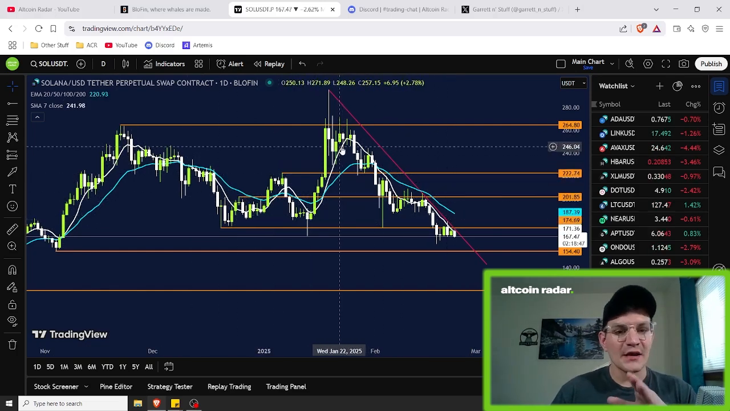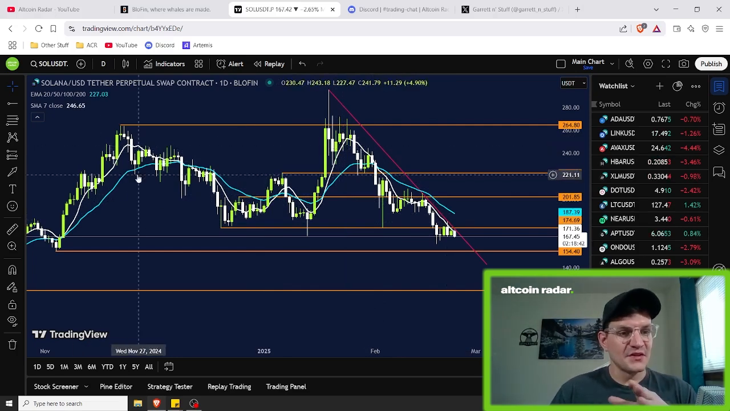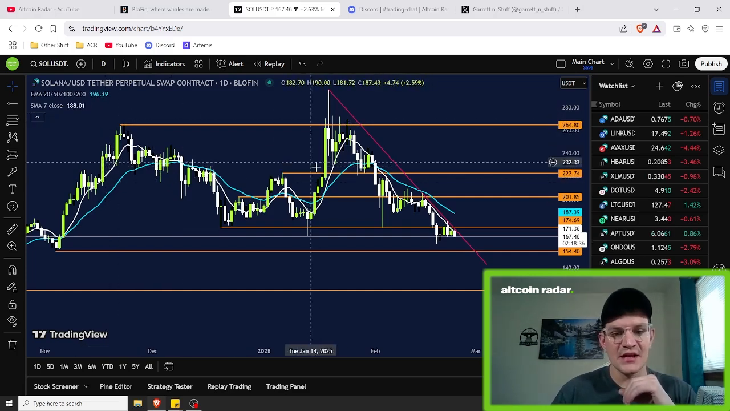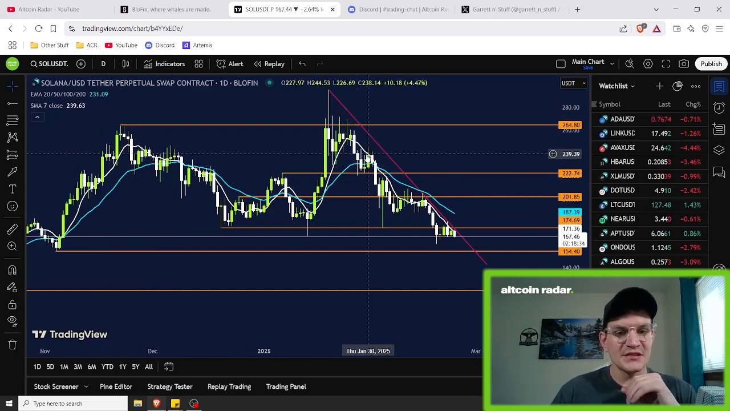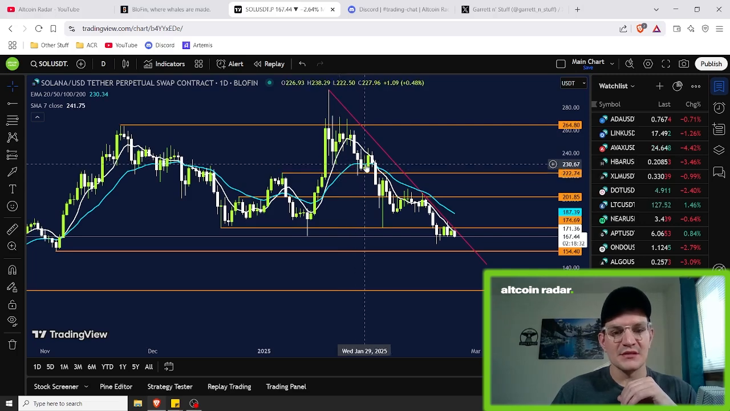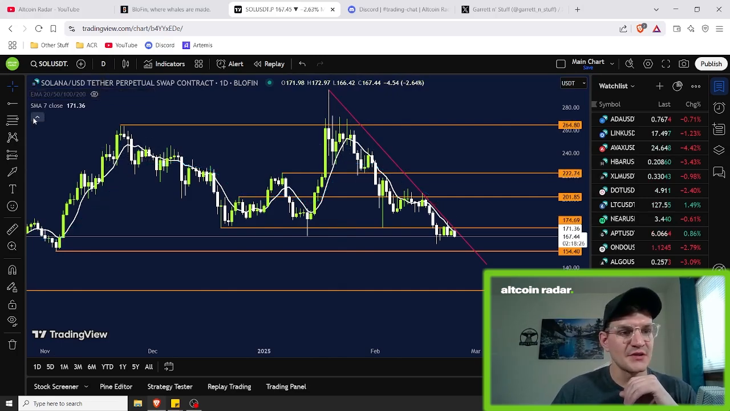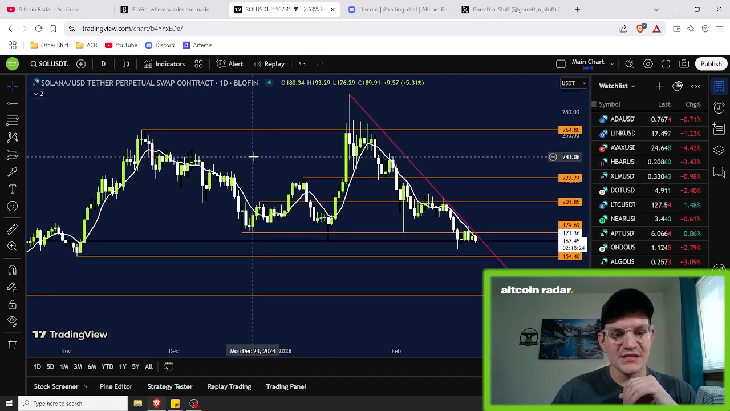Now, the reason why I like using the 7-period SMA instead of the 20-period EMA is simply because I like to get in on trades much quicker. And as you guys can clearly tell, you can get in on trades much quicker with the 7-period rather than the 20-period EMA, all right? So I will go ahead and show you how I do that.